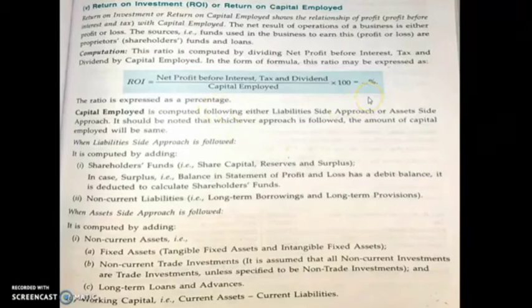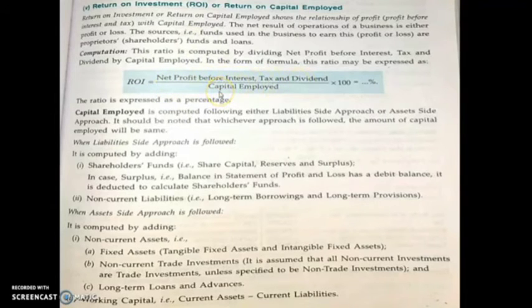The expression in which ROI, that is return on investment, is shown is in percentage. If we go in depth with the formula of return on investment, we have already studied how to calculate net profit before interest, tax and dividend. Do you remember, children, in which formula we have studied this? Interest coverage ratio. So we know how to calculate net profit before interest, tax and dividend.